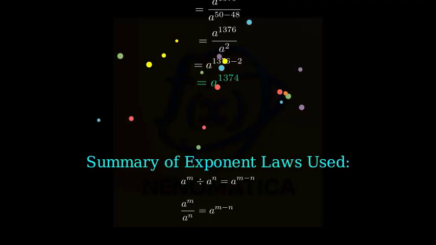In summary, we've used 2 key laws of exponents to simplify this expression. First, when dividing expressions with the same base, we subtract the exponents. Second, when dividing fractions with the same base, we can subtract the exponents in the numerator and denominator. These laws of exponents are powerful tools that make simplifying complex expressions much more manageable.